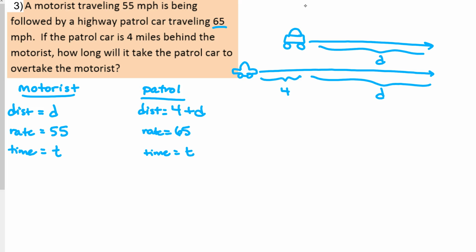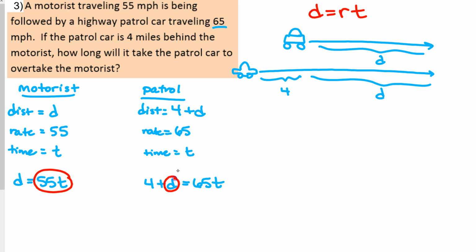Okay, so now we're going to set up a distance equals rate times time equation for both scenarios. So for the motorist, we have D equals 55T, distance equals rate times time. And for the patrol car, we have 4 plus D equals 65 times T, distance equals rate times time. We happen to have a system of equations here with 2 variables and 2 equations, and what we can do is just substitute 55t in for d in the second equation. So in a way, we're kind of previewing some of the things we'll be reviewing when we get to one of the chapters down the road.